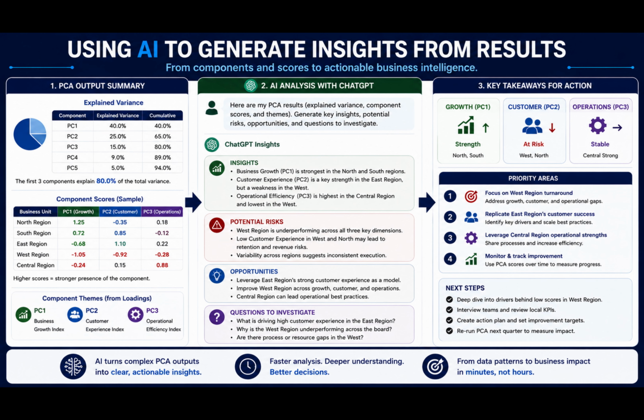Using AI to generate insights from results. Running PCA is only the beginning. The real value comes from understanding what the results mean. AI can help identify patterns, risks, opportunities, and areas that deserve attention. In this example, growth appears strong. Customer experience may be at risk. Operational efficiency remains stable. AI can also suggest questions worth investigating and highlight priority areas for action. The goal isn't to replace human judgment. It's to move from data to insight faster.